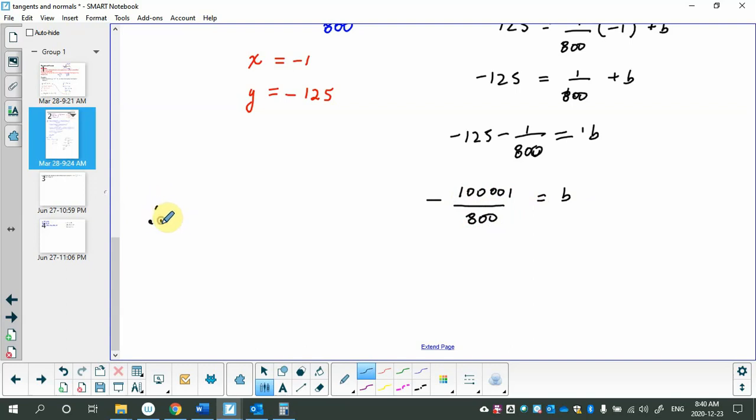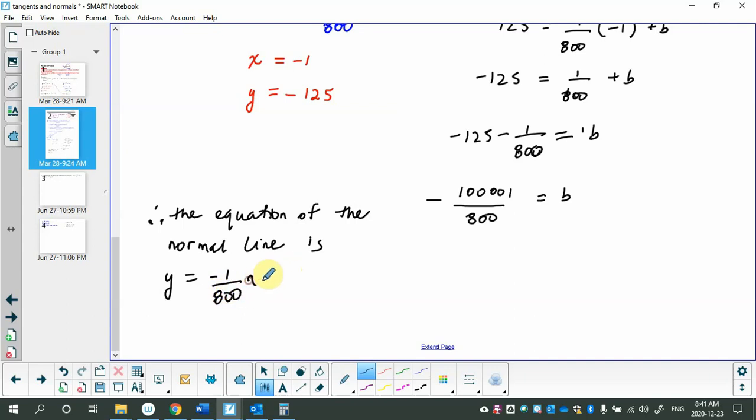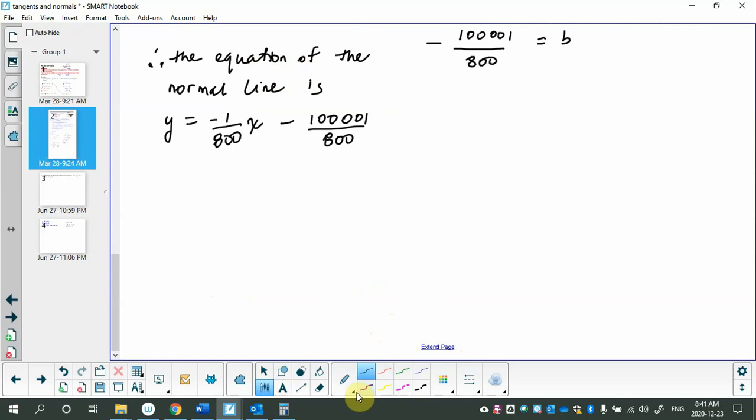So therefore, the equation of the normal line, line meaning y equals mx plus b, is y equals negative 1 over 800 x minus 100,001 over 800.